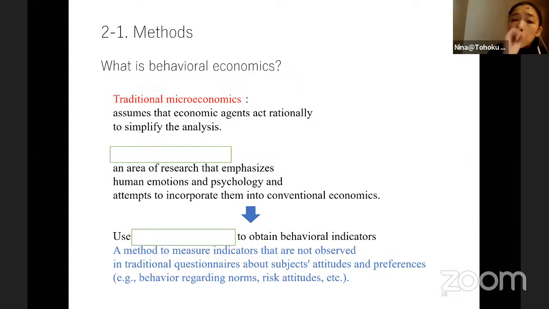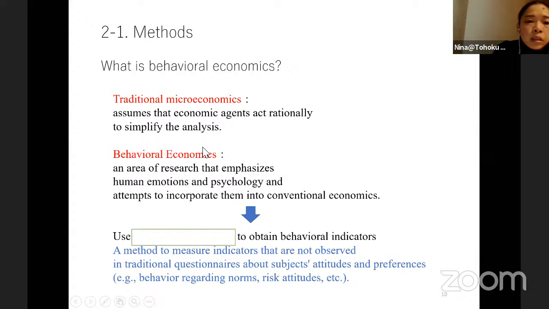About the methodology: an experiment is a method used in behavioral economics. What is behavioral economics? Compared to traditional microeconomics, conventional microeconomics assumes that economic agents, consumers or producers, act rationally, to simplify the analysis. But human beings are not so rational sometimes. So behavioral economics is research that emphasizes human emotions and psychological factors, and it attempts to incorporate this kind of emotion into conventional economics.